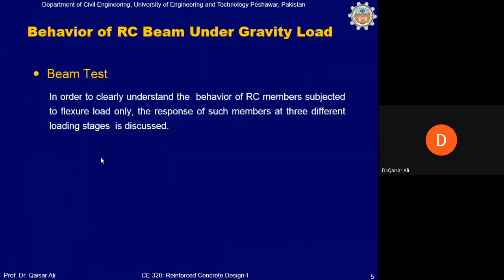I will show you now a beam test where you will be able to clearly understand the behavior of RC beam subjected to flexure load only. The response of such members at 3 different loading stages is discussed next. But before that, I will share with you a video of an actual beam which we have prepared in our university. One of our final year project students prepared this video, and this is a very useful video. You should pay attention to it and note down the response of the beam while it undergoes different loading stages.